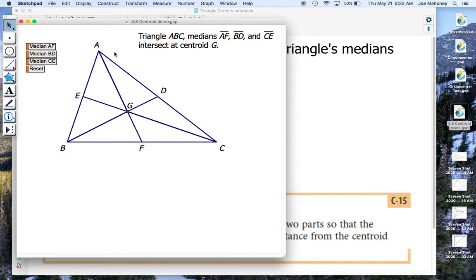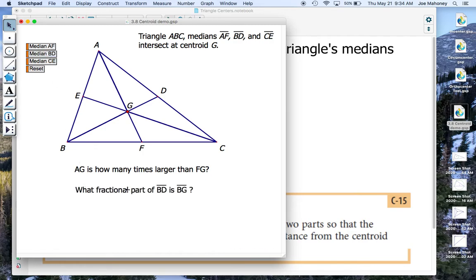Now watch what happens when I select median AF. Oh, that's so cool. So my question to you is, how many times larger than FG is AG? Let's watch it one more time. So if you said that AG is twice as big as FG, you'd be correct. You win. Let's check out another median. Here's median BD. Okay, so it looks like BG is twice as big as DG.